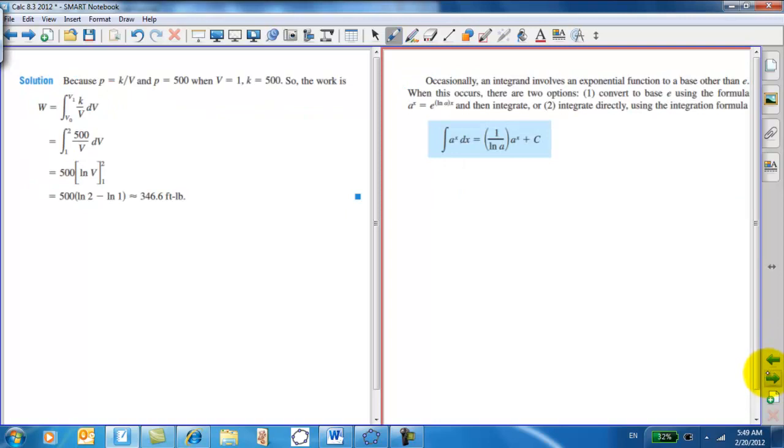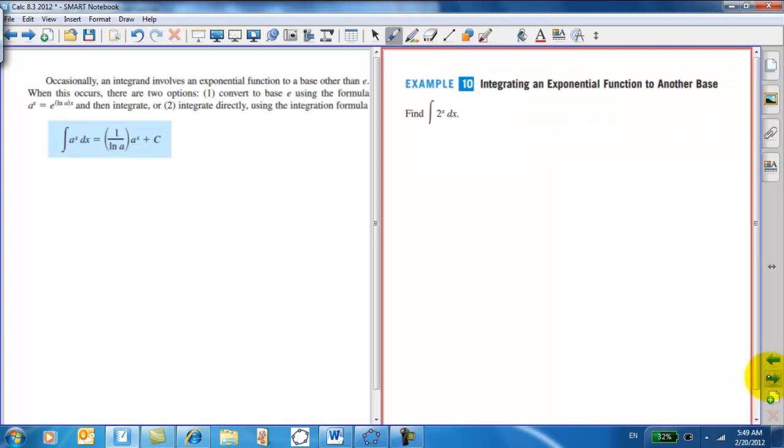Now, occasionally the integrand involves an exponential function with a base other than e. And to do this, we can use those rules we talked about. So integrating a function to another base, so the integral of 2 to the x dx, we can just say that this is going to be, using the rule we just looked at over here, 1 over the natural log of 2 kind of as a correction factor, times 2 to the x, plus the constant of integration. And that's fine, you can leave it like that.